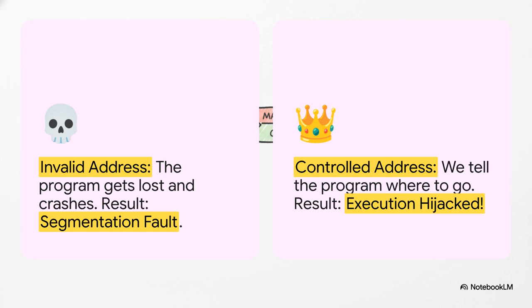Okay, so this is the fork in the road, right? What happens next is everything. If we just scribble over that address with random garbage, the program tries to jump to, well, nowhere, and it just crashes. Boom, segmentation fault. But, and this is the really cool part, what if we don't write garbage? What if we very carefully write a new legitimate address, an address that we choose? Well, that's not a crash anymore. That, my friends, is a hijack.